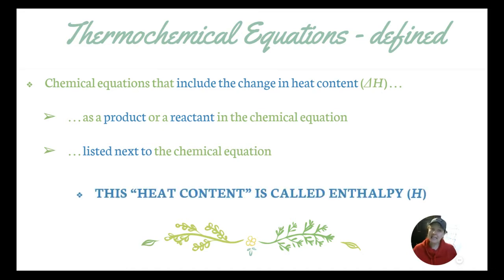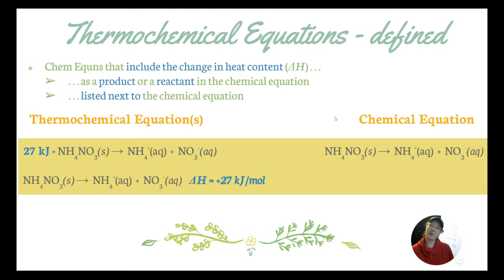This heat content that I keep talking about, this delta H, is called enthalpy. So, a little bit about what a thermochemical equation looks like. Remember when I said that those are chemical equations that incorporate heat as a product or a reactant? You can see down here, this is a chemical equation, and we've added heat content. You can tell that's heat because it's in kilojoules, and we know that's how we measure heat, right? So we put it as a reactant in this equation. It's just like any other ingredient in a recipe. When we write a thermochemical equation, we're adding heat as one of those ingredients in our chemical reaction.